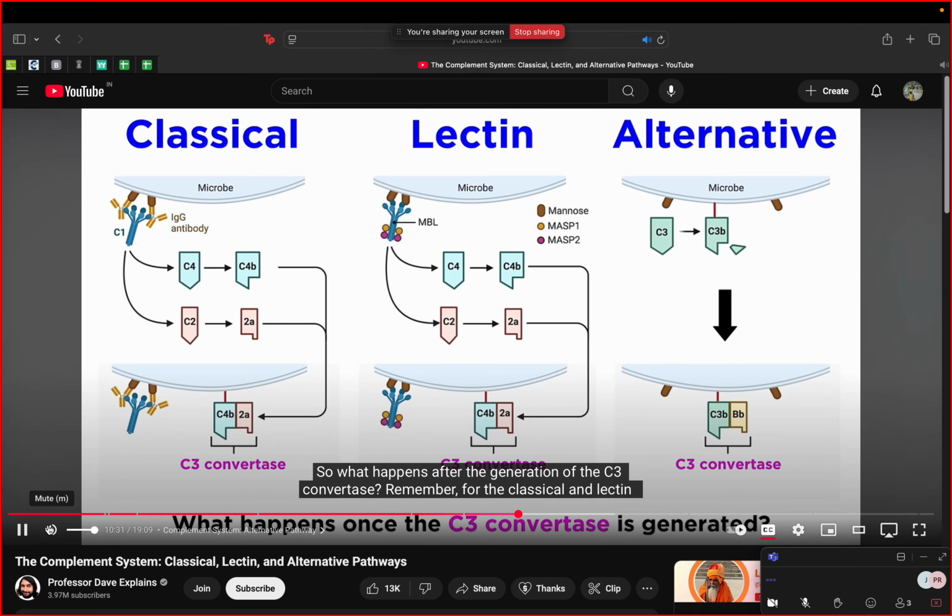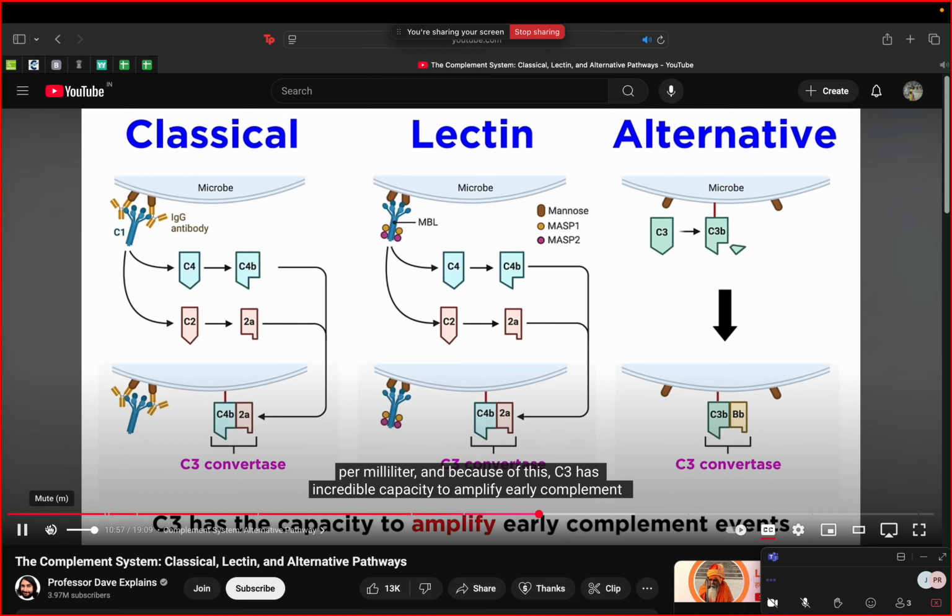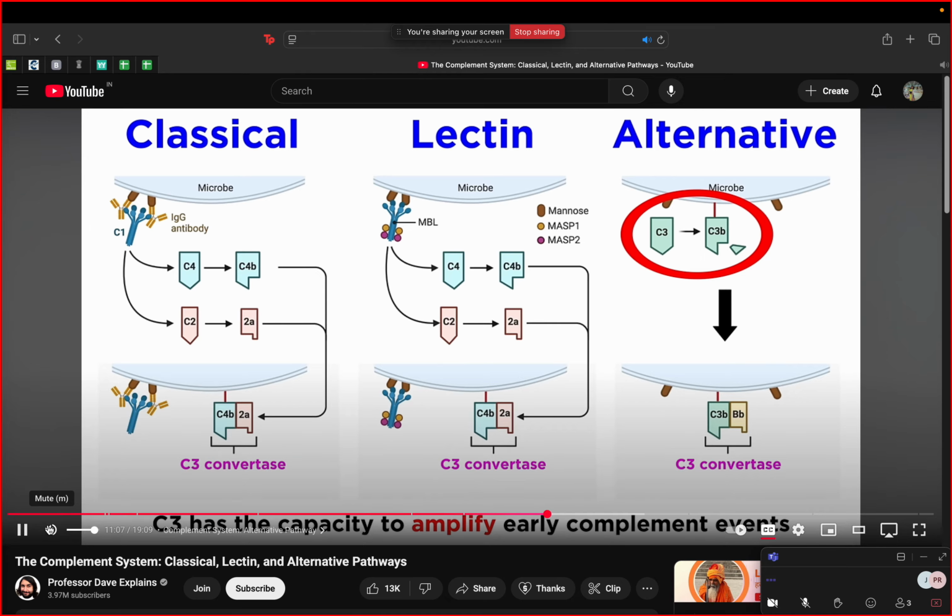So what happens after the generation of the C3 convertase? Remember, for the classical and lectin pathways, the C3 convertase consists of C4b2a, and for the alternative pathway, it is C3bBb. C3 is the most abundant complement protein in the serum, even with a meager concentration of 1.2 milligrams per milliliter. And because of this, C3 has incredible capacity to amplify early complement events. Additionally, C3b can create more of itself by utilizing the alternative pathway.